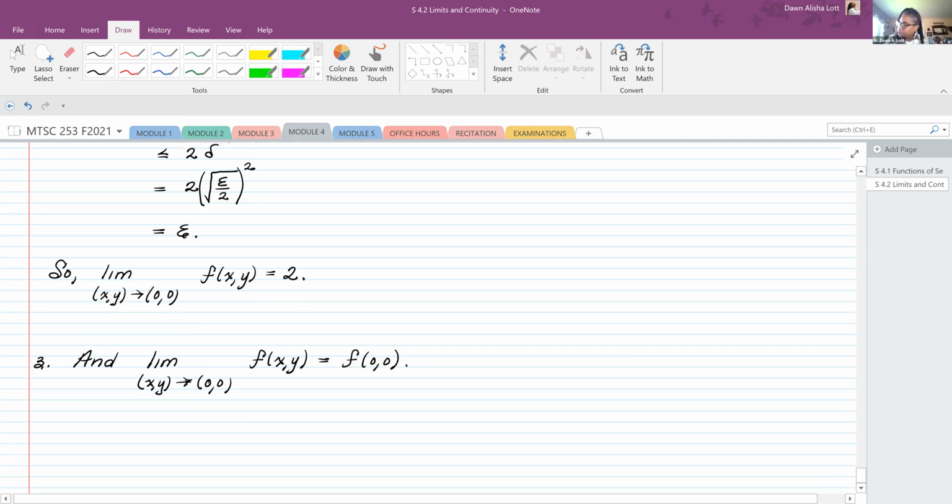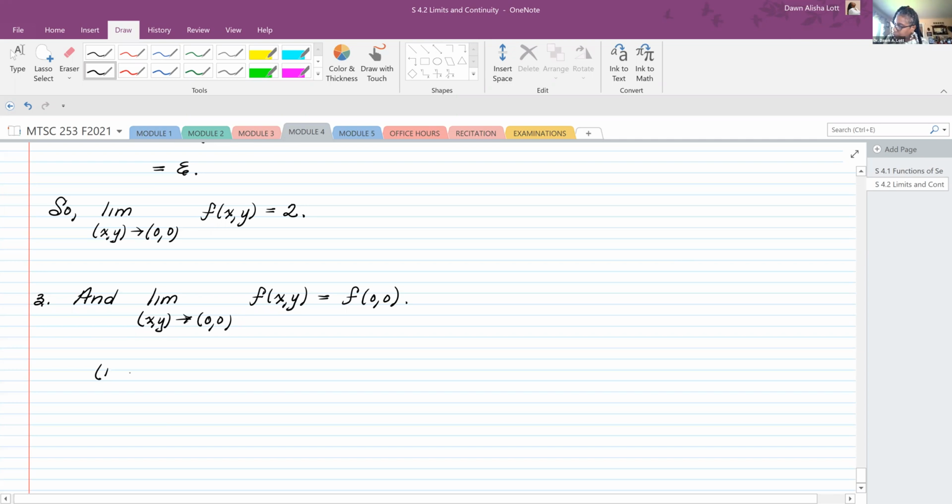So 1, 2, and 3 imply that f of xy above is continuous at xy equal to 0, continuous at 0, 0. Ooh, that was not easy, but we did it.